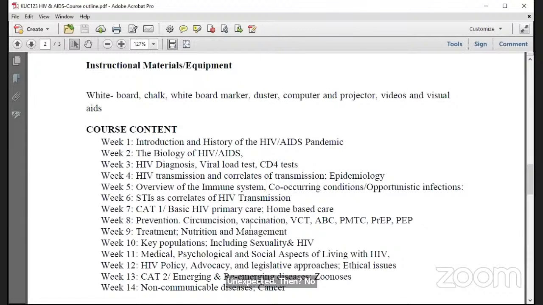The treatment, the therapy, what is involved in that, as well as nutrition in relation to the virus.